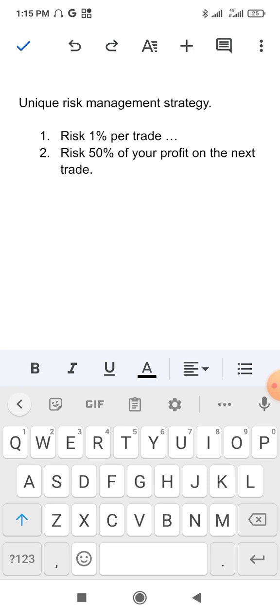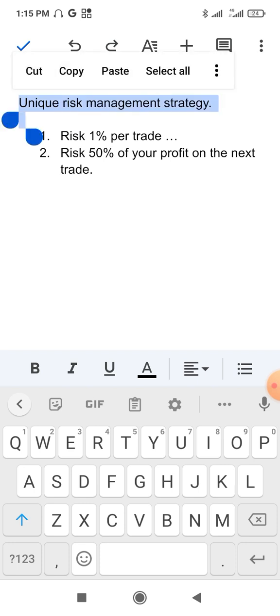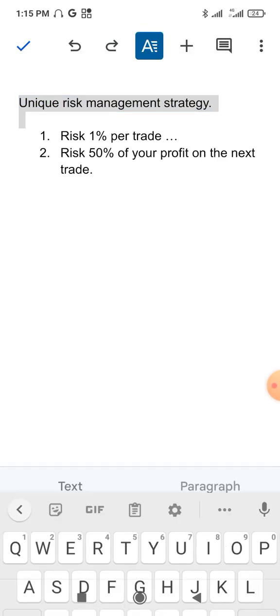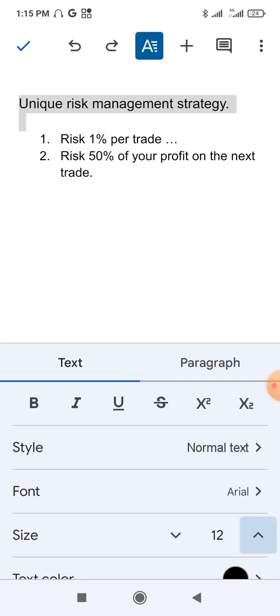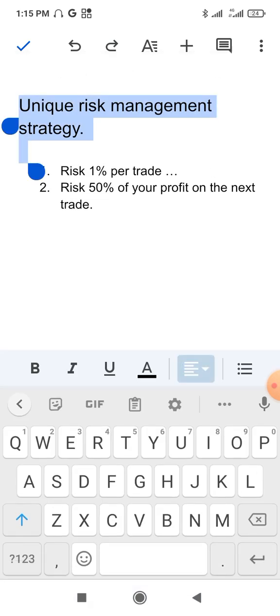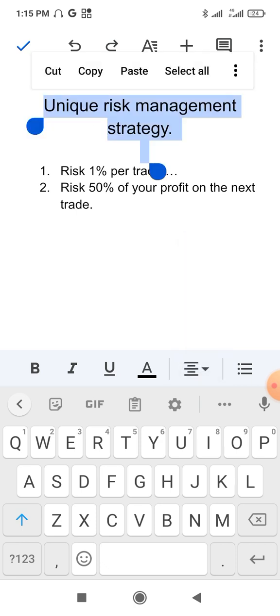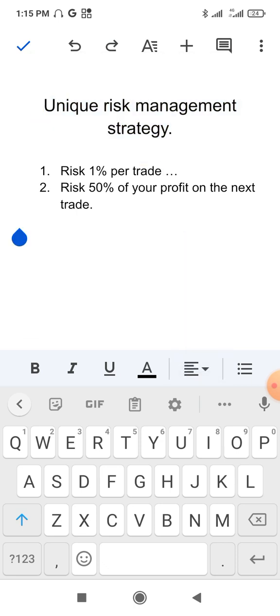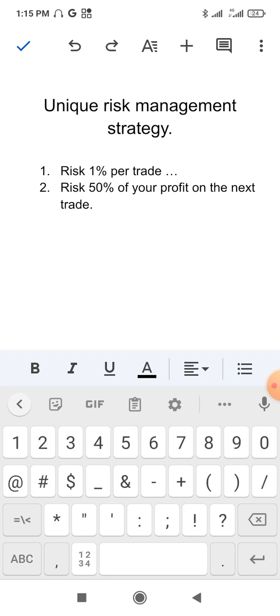You might not really get it right now, but these are the unique risk management rules I want you all to use, so you can take maximum advantage of our signal. That way you can profit in the long run, right? So first off, let me show you.